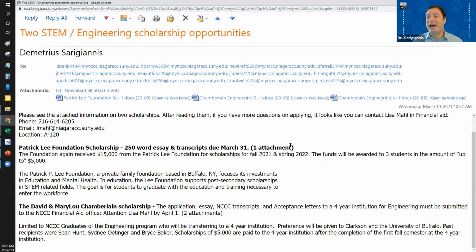And if you just open the attachments, read them all. The Chamberlain Scholarship comes with a description and an application, how to apply. It also comes with a rubric, so how they actually go through and evaluate your scholarship application. I don't know if any of you knew Sydney. She got it last year, and Bryce. Yeah, so that's that announcement.